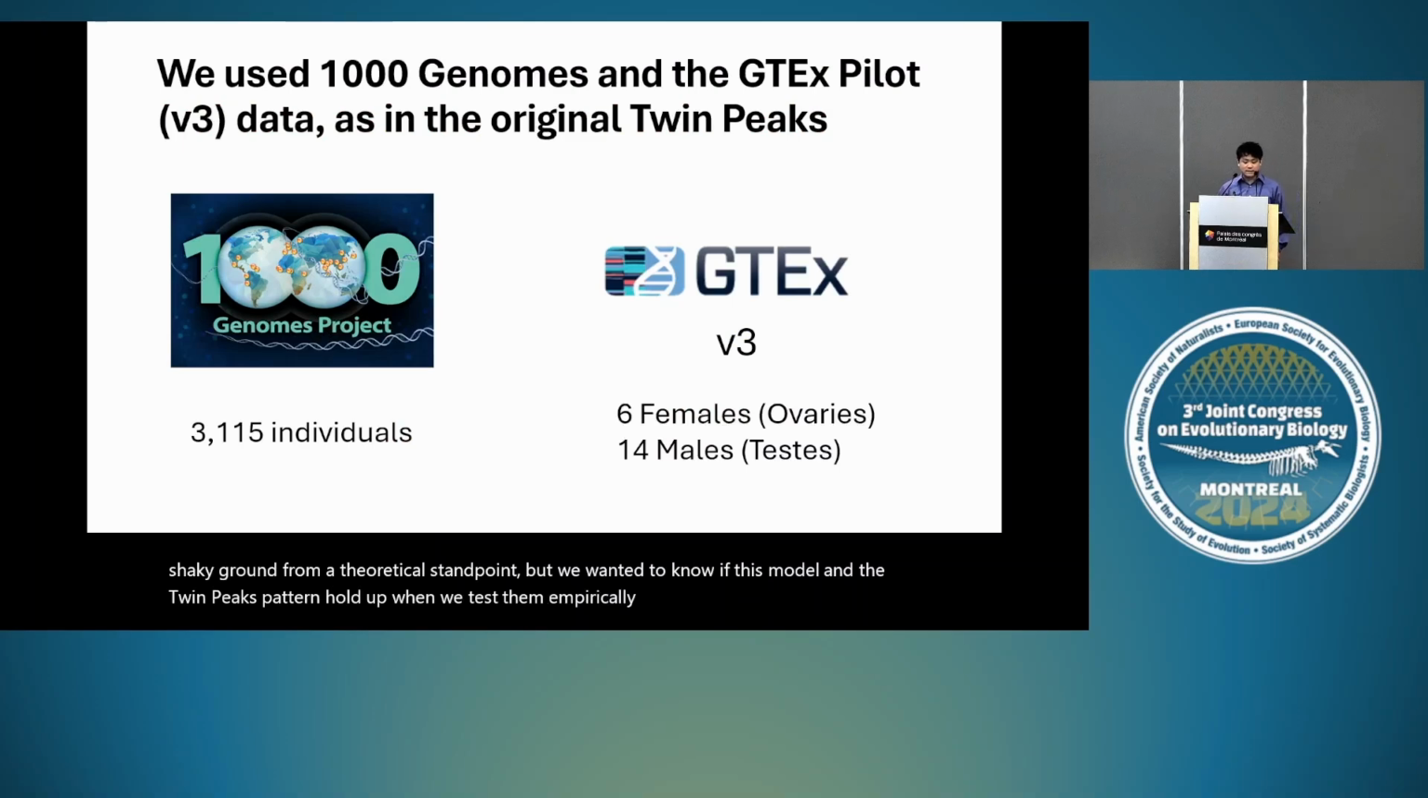So for the following analysis, I want to mention that we followed the original Twin Peaks methodology and datasets. So we used 1,000 Genomes, which is a human database, for the allele frequencies and for calculating FST. And then we used the pilot GTEx v3, which is again a human database, and we used that to get sex differences in gene expression. I should note that in GTEx v3, there are no individual level sex labels, so the analysis was restricted to just the ovaries and the testes, and you can see that they have pretty limited sample sizes.